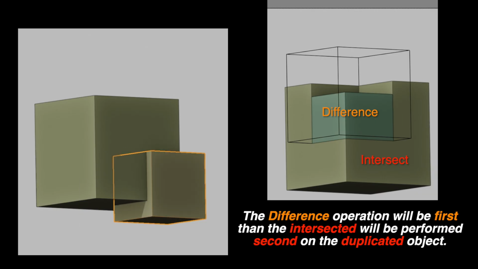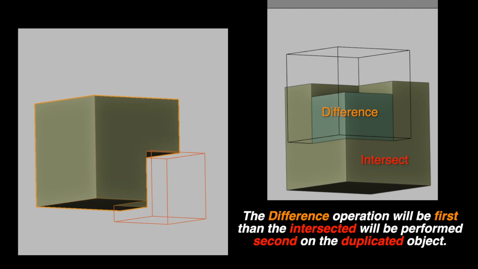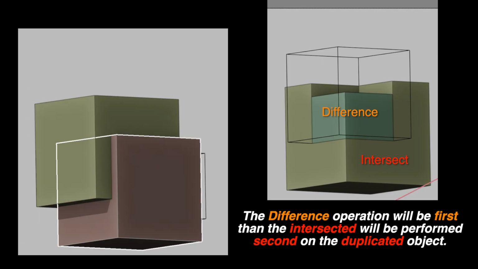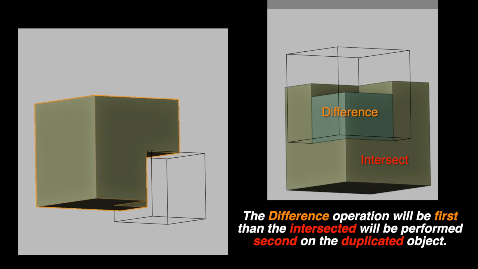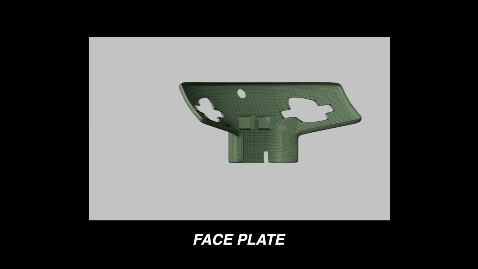Okay, so first you will select the first object, which will be the cutter. Then you will choose the second object, which will be sliced via the difference function. Next, you will duplicate the cut object and select intersect on the modifier tab. First object we'll be breaking down is the faceplate.